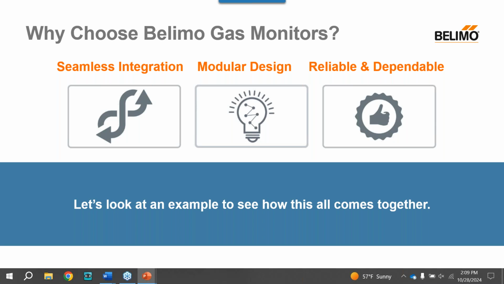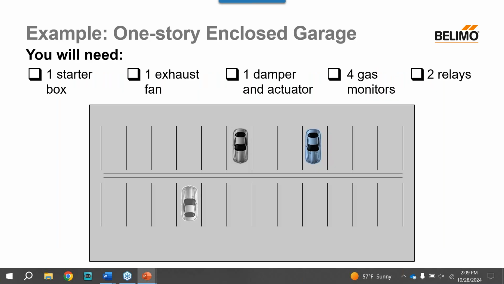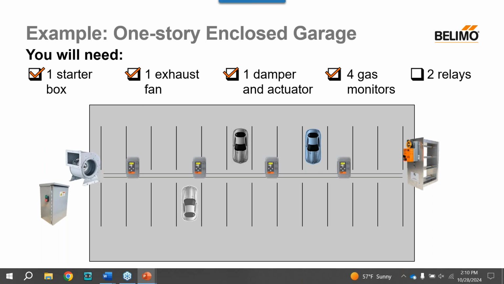So the next question is, why offer 3 different models? Why offer an A, a B, and a C? So let's look at an example. Let's say we have a 1-story enclosed parking garage. Here we need a starter box, an exhaust fan, a damper and actuator, 4 gas monitors, and 2 relays: one to turn on the exhaust fan and the other to open the damper, which is through the actuator.